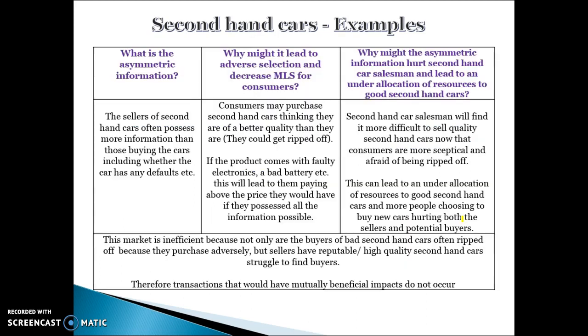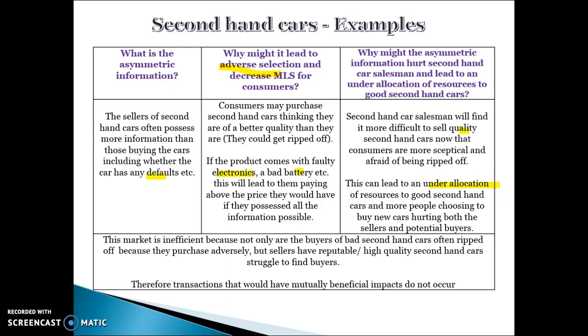So summing up that whole market, the asymmetric information is that the second-hand car dealers often possess more information than the people buying the car about the defaults. Why does it lead to adverse selection? Well, consumers purchase second-hand cars they think are of good quality, and then they become faulty. They might have a bad battery, they overpay, and price signals don't do their job in allocating resources. Second-hand car salesmen would also then find it difficult to sell quality second-hand cars because people are being ripped off, and this leads to an under-allocation of resources to good second-hand cars.